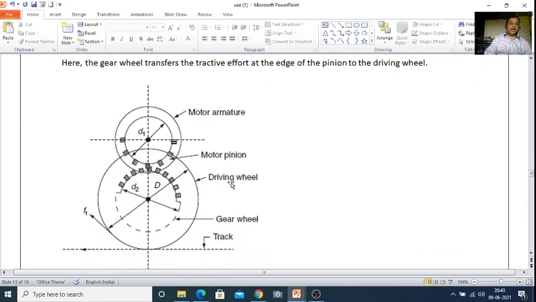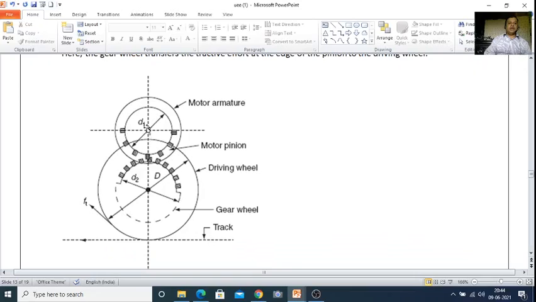So if you see this diagram, you can clearly understand that there is a wheel. The wheel has a motor armature kept upon it, and the diameter of that armature is small d1 and the diameter of the wheel is d2. This is called the motor pinion, and this is called the gear wheel. Inside the gear wheel the pinion is attached whenever the wheel is moving.